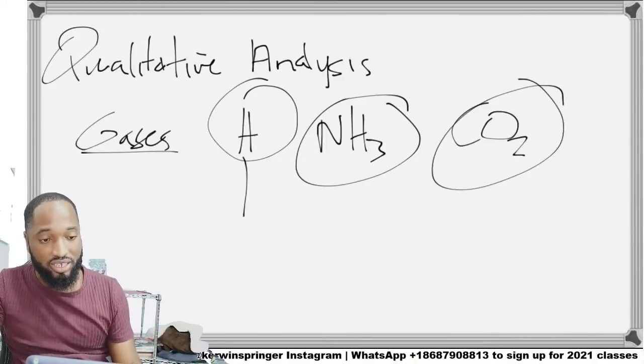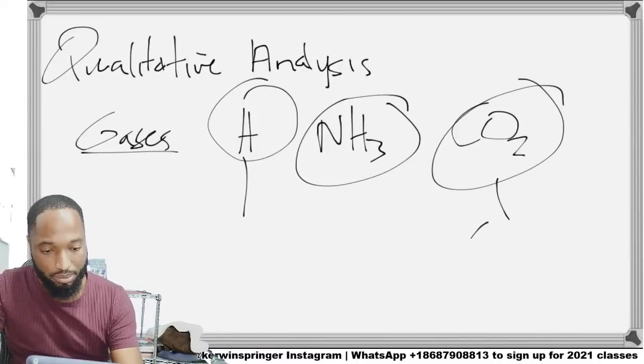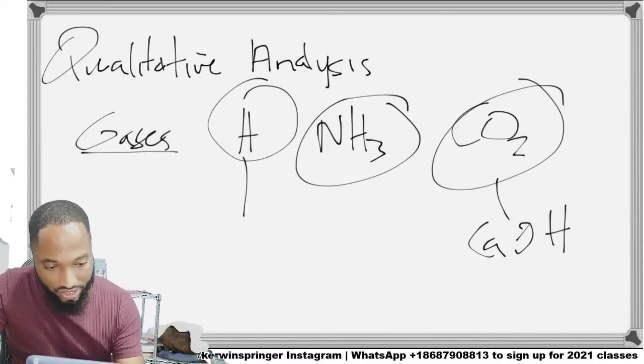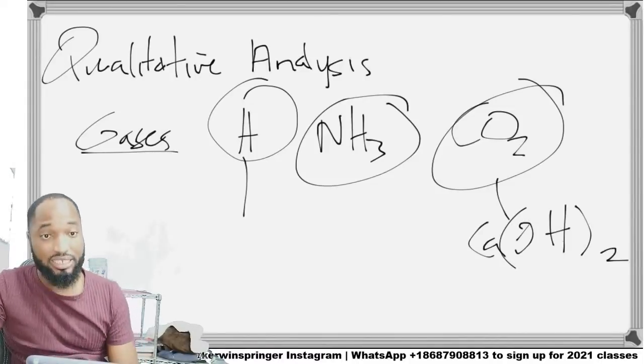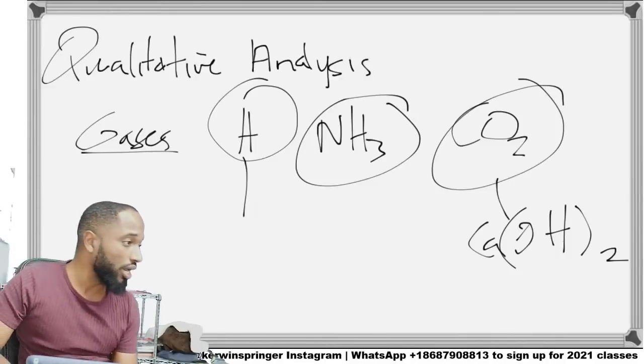Carbon dioxide, the test for that turns lime water milky. What's the formula for lime water? Let me say it one time. So calcium hydroxide. Calcium hydroxide is the formula for lime water. Yes, it is. So you need to know that.